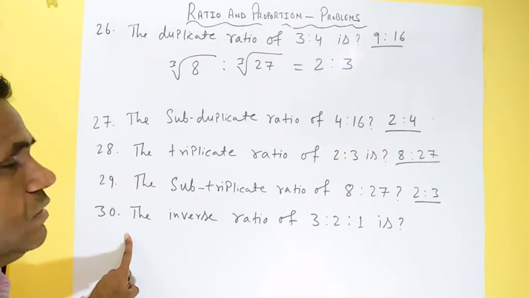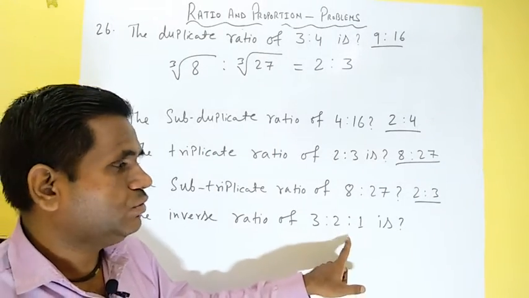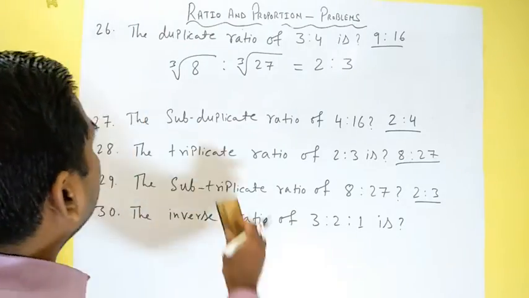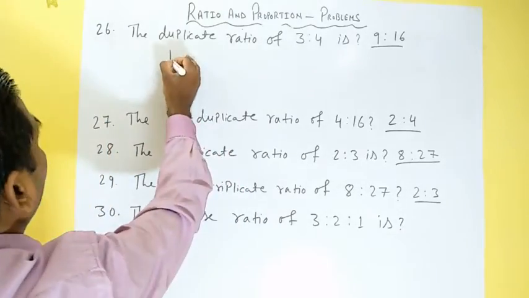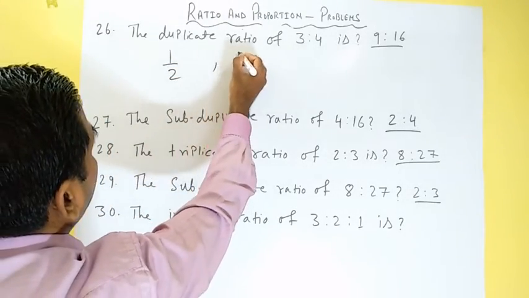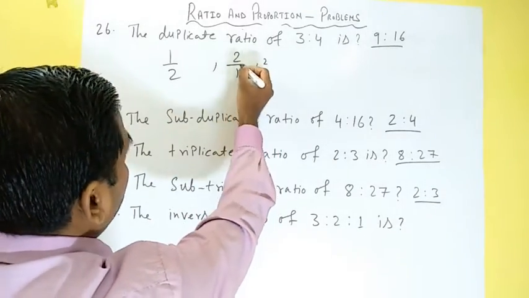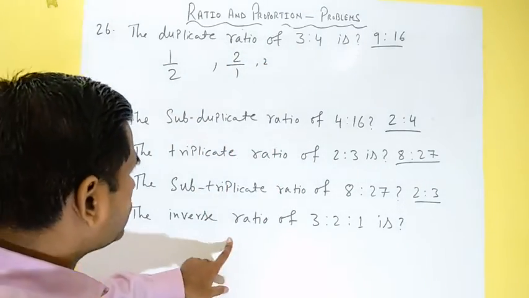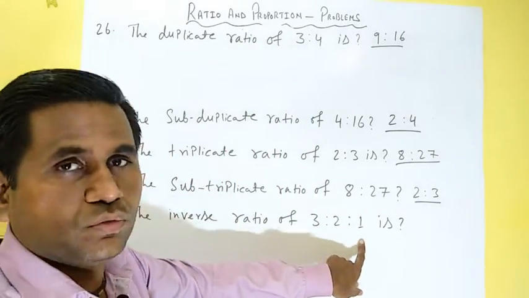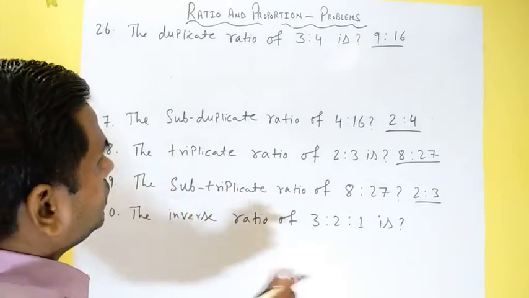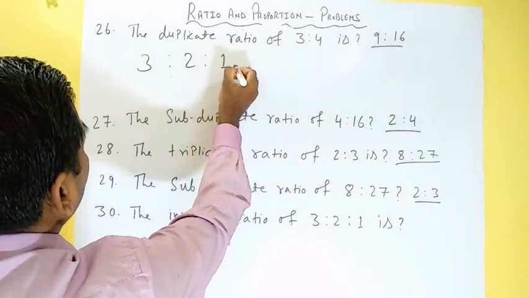Now let us solve the last question. The inverse ratio of 3:2:1 is. So inverse means, you know, suppose there is a fraction 1/2. So the inverse of 1/2 is 2/1. Okay, or 2. 2/1 is also written as 2. So the same thing we have to do here. The given ratio is 3:2:1. So what is the inverse of 3:2:1? So first I am writing the given ratio 3:2:1.